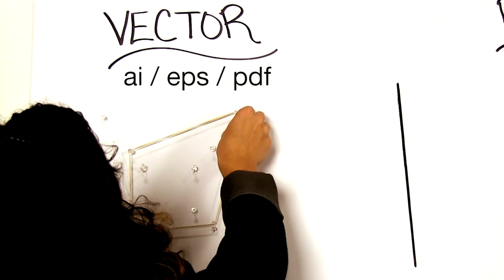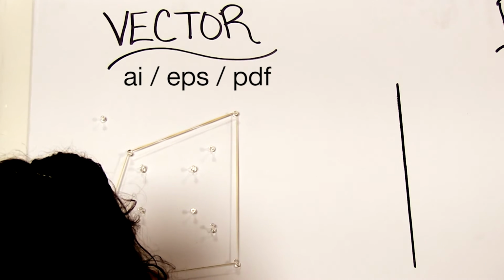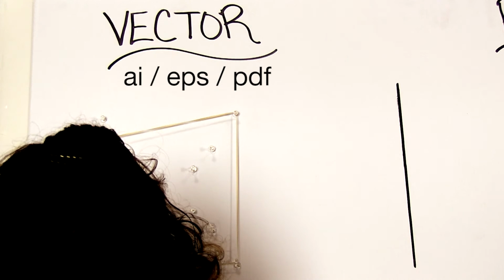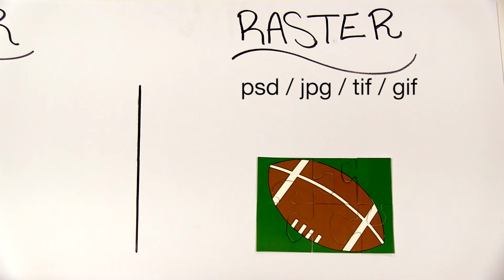So I'm just going to make this square even bigger. And that is a vector image. It can be sized to any size and still retain its shape, so it's still a square. So let's take a look at how raster images are different than vector images.